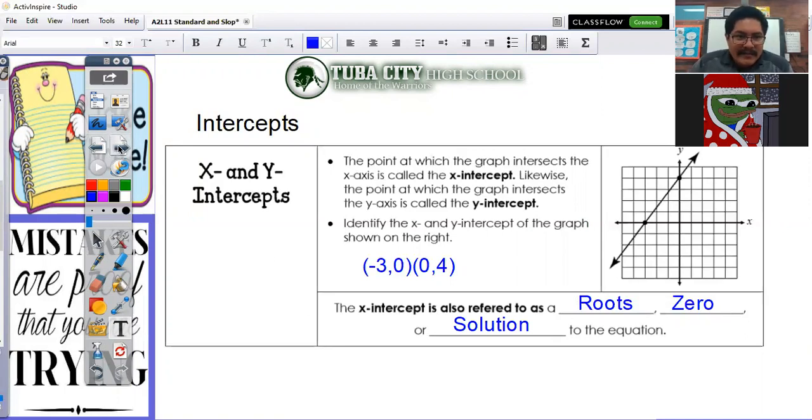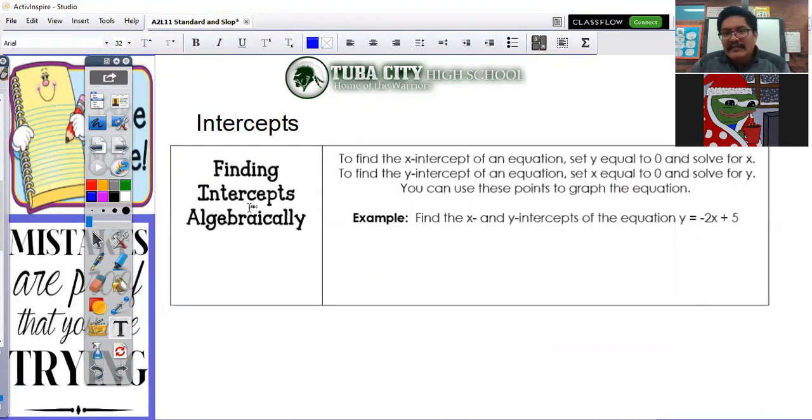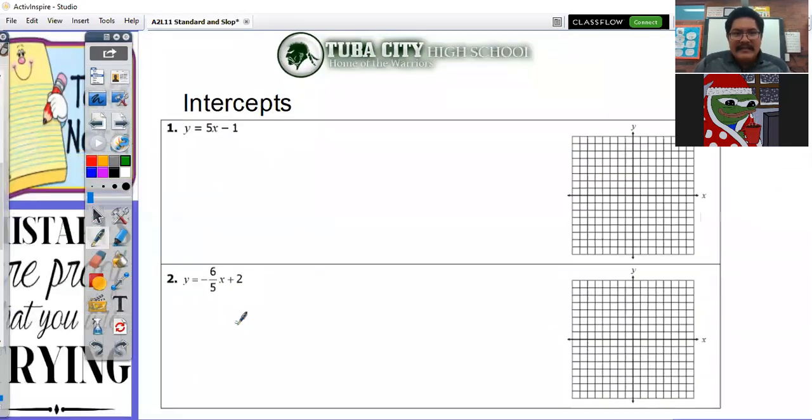Okay, so there we go. That's how you do that one. You can also find them algebraically. Now for this one, I'm just going to save these for the exercises. But you basically just make x and y take turns being 0. So when x is equal to 0, you will find the y-intercept. If you make y equal to 0, you will find the x-intercept. So again, let's go ahead and practice some of that. And that's pretty easy once you get the hang of it.